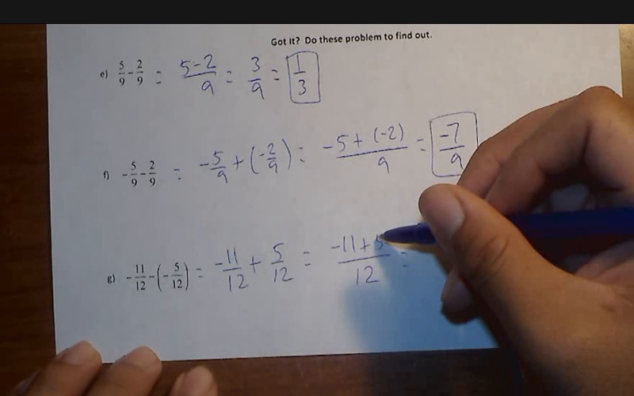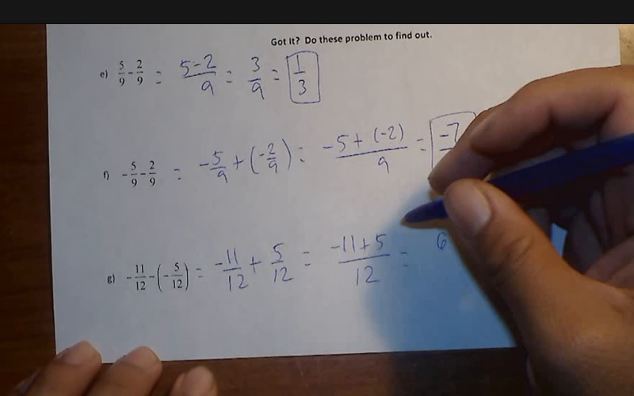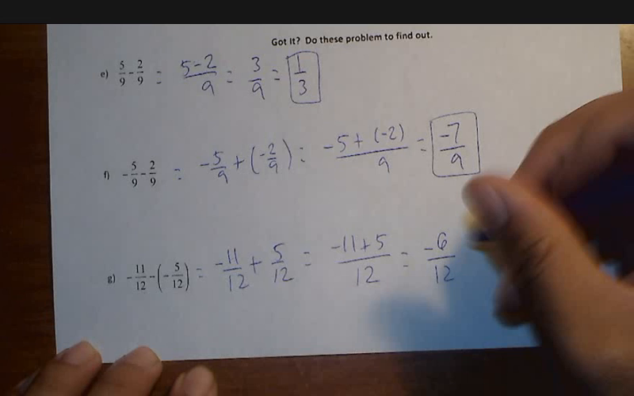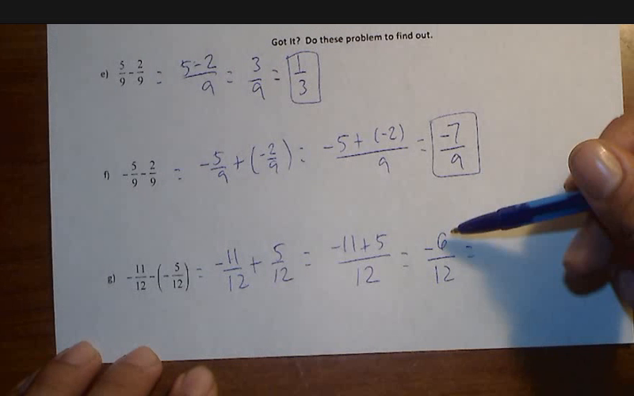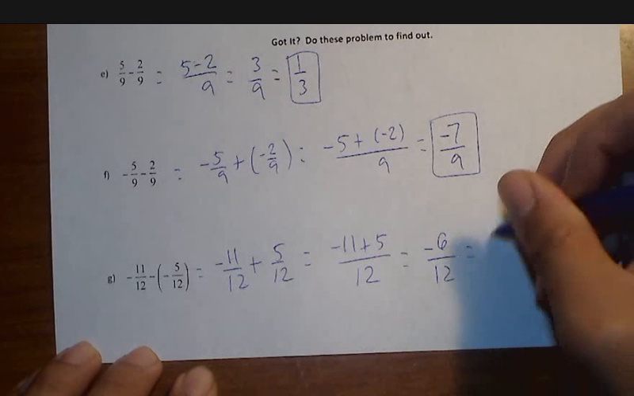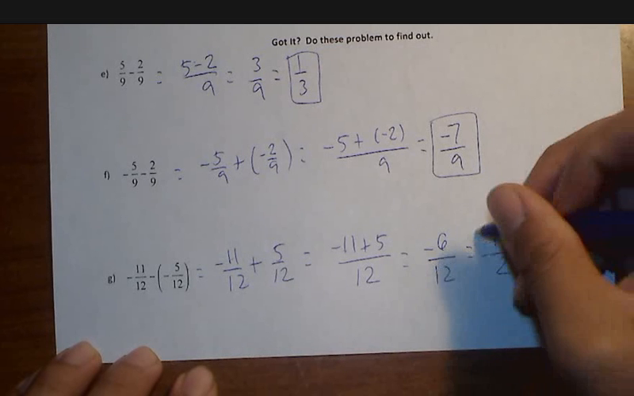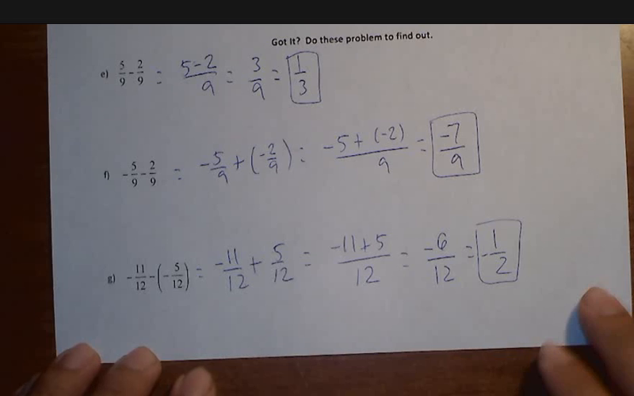However, I need to simplify this. Let me divide 6 by 6 to get 1, and 12 divided by 6 to get 2. Keep that sign the same. I get negative 1/2. So hopefully you did pretty well on those 3 questions. We are almost done. You guys are doing great. Let's go ahead and go to the last page.